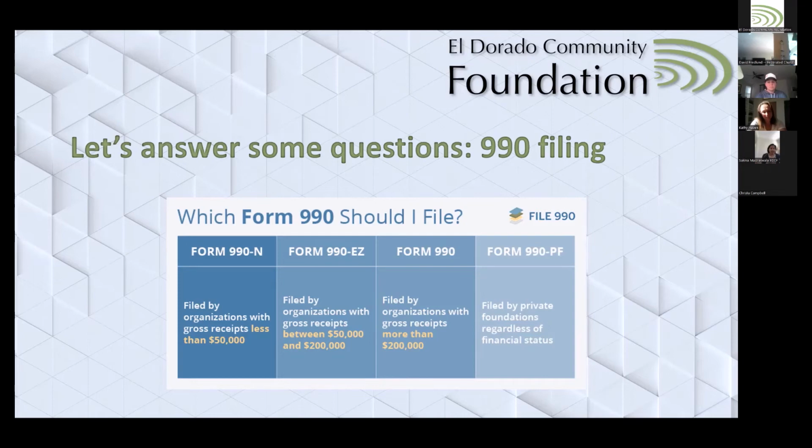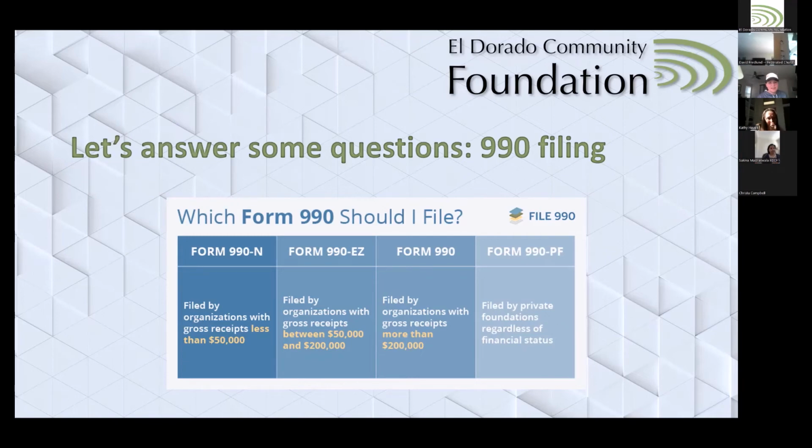So if you have assets which are greater than 500,000, even though you don't get that much in gross receipts, but your asset base is above 500,000, you still have to file the Form 990. This is the longest form and requires the most detailed information, but most nonprofits come under the easy form, the 990N, so they don't have to worry.